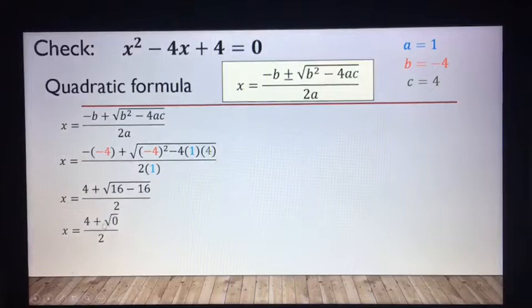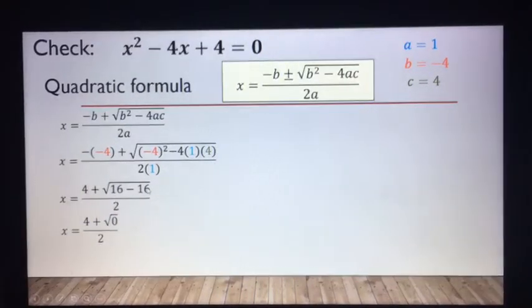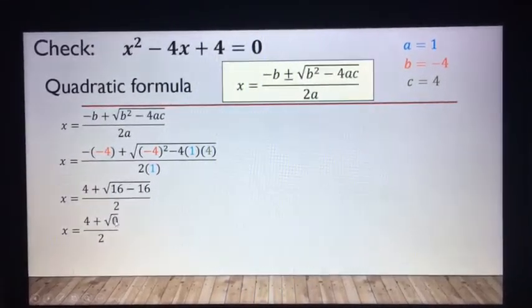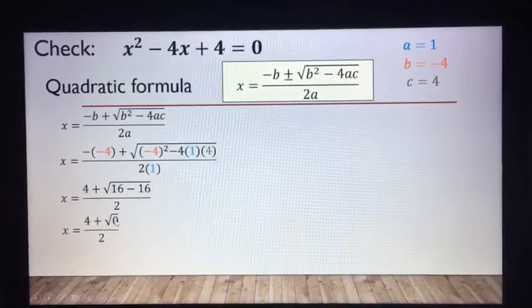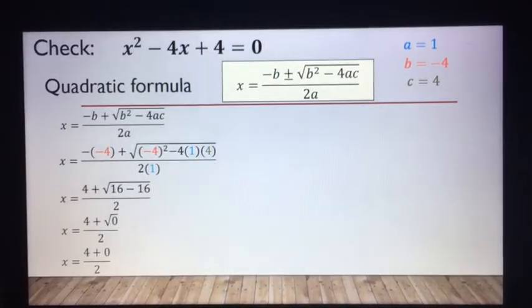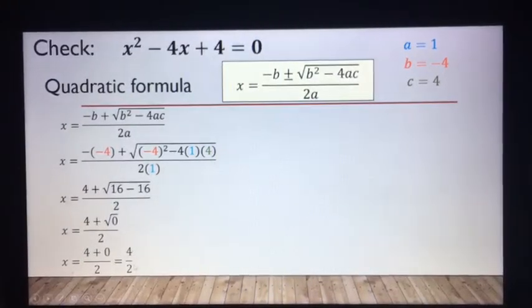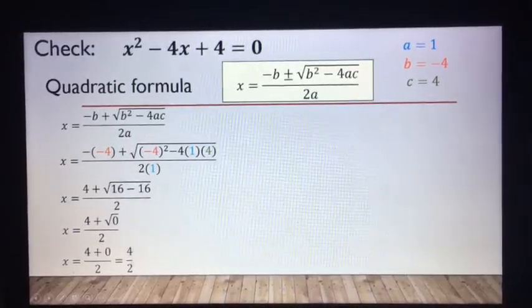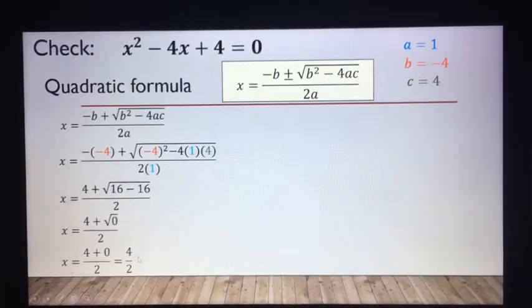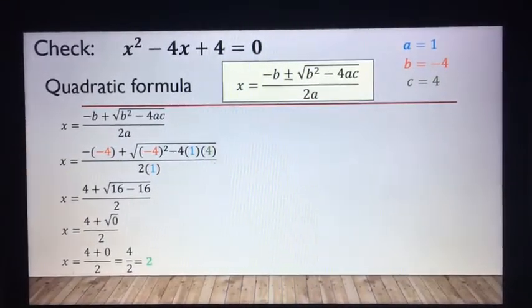So, ito na, 4 plus square root of 16 minus 16, that is square root of 0. Copy ang denominator na 2. So, square root of 0 is 0, of course. So, 4 plus 0 equals 4, copy 2. And that means 4 over 2 or 4 divided by 2 will give us 2. So, yan yung isang root ng quadratic equation na x squared minus 4x plus 4 equals 0.